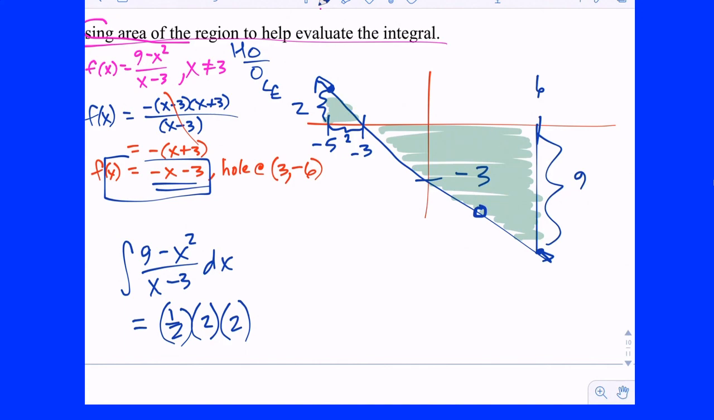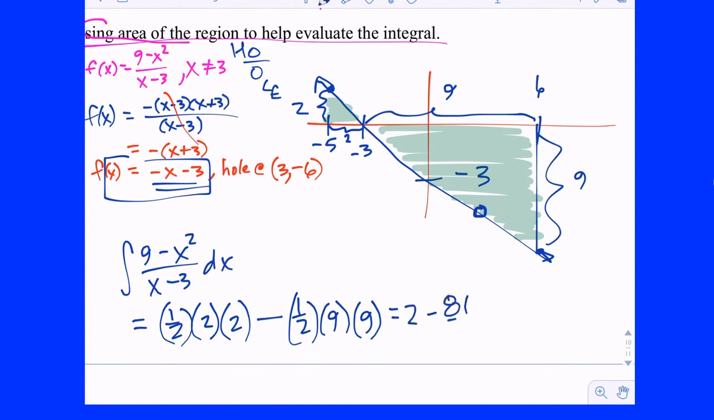And then the next triangle is going to be positive or negative? Negative, because it's below. And then what's the width? From negative 3 to 6 would be 9. So it's 1/2, 9 times the height, which is also 9, the y value at 6. And then to finish it off, we get 2 minus 81/2. No bonus points for that. So that would be negative 77/2.